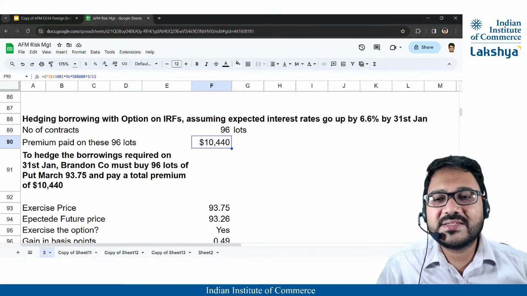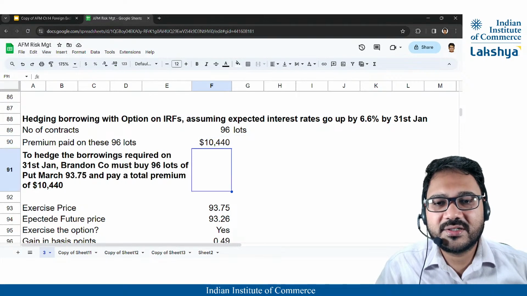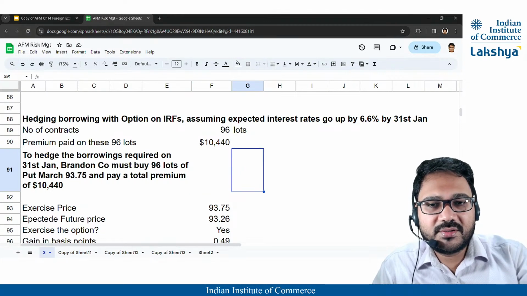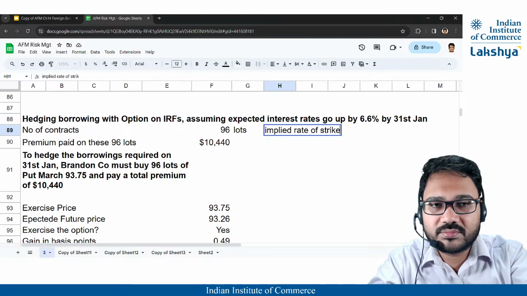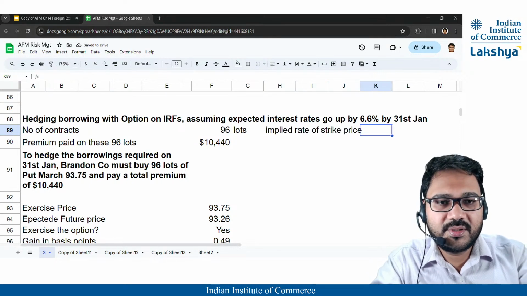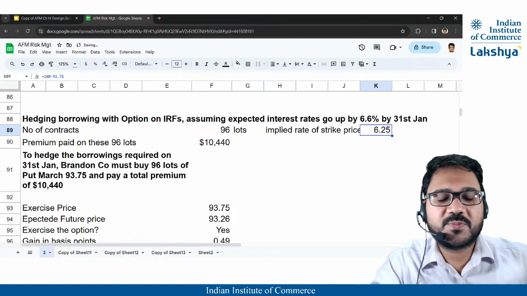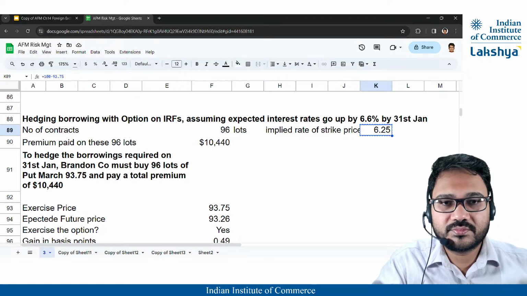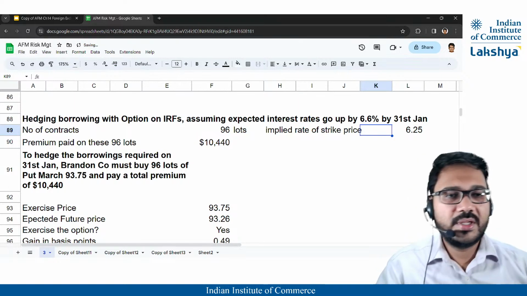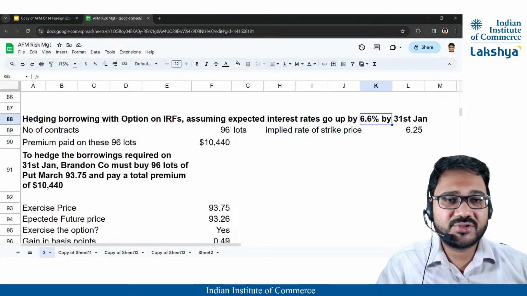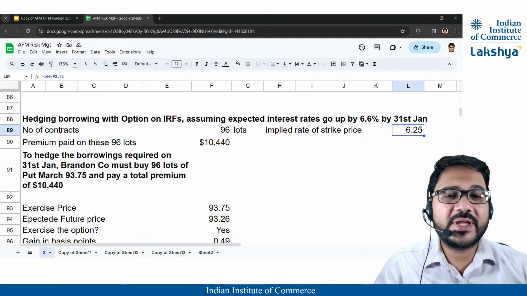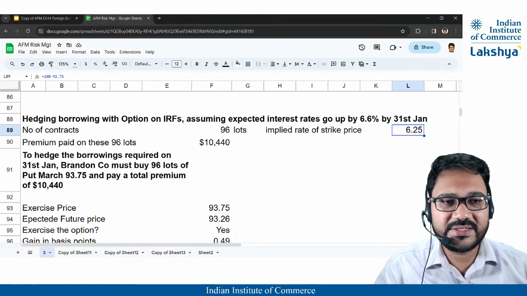Well, you have the right to exercise at 93.75. So which basically means that, let me write it here, implied rate of strike is 100 minus 93.75, is equal to 6.25%. Okay. 6.25% is the implied rate of the strike price. That means if the interest rate goes up to 6.6, we have the option to take a loan at 6.25. So obviously we are going to exercise it. Okay.